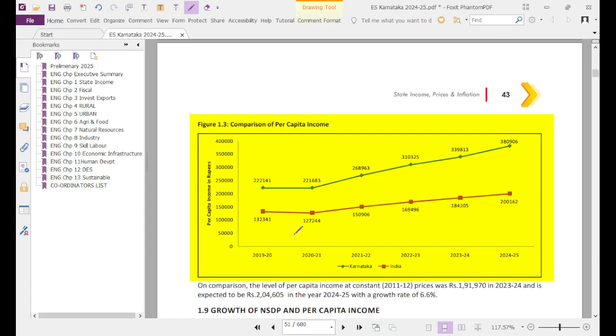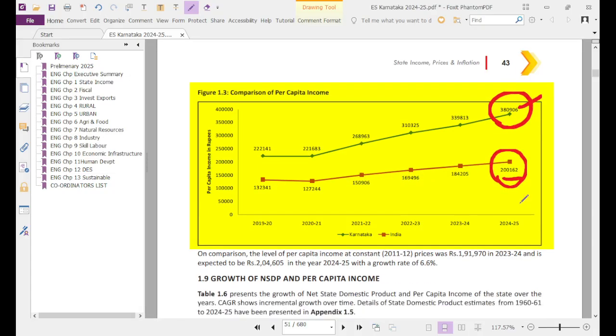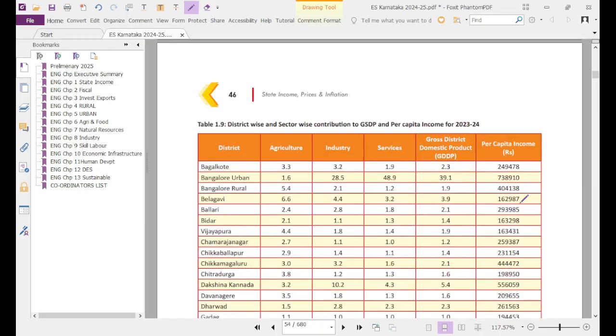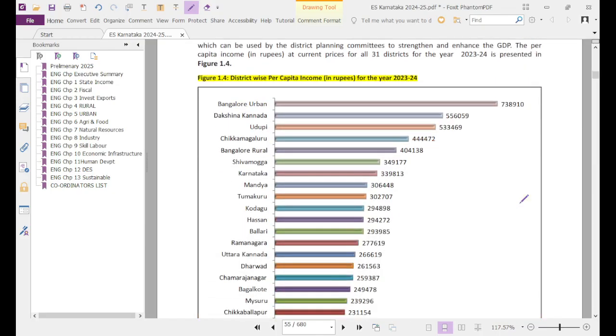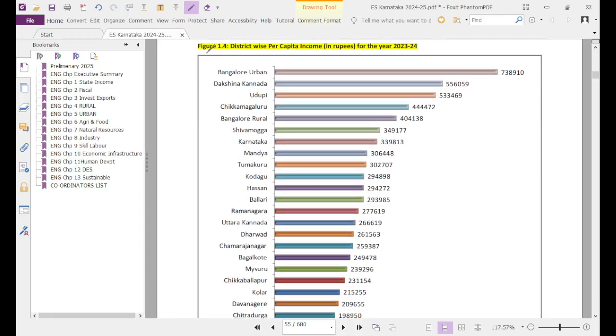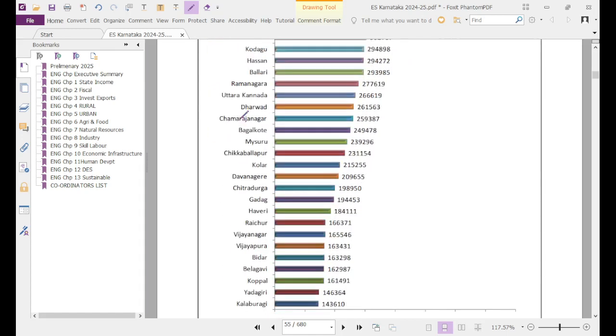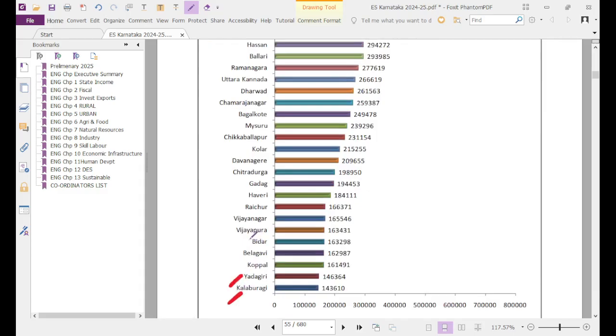Important stat to know. Then comparison of per capita income, as we discussed: 3,80,000 is the per capita income of Karnataka compared to India's 2 lakh, which makes Karnataka one of the top performing states in India. Also, in the district wise per capita income, you can see there is some regional imbalance. Only districts like Bangalore Urban, Dakshina Kannada, Udupi, Chikmagalur and Bangalore Rural are top performers, whereas other regions like Yadgiri, Kalburgi, Bidar and Bijapur, which are Hyderabad Karnataka region areas, are underperformers or low performers.